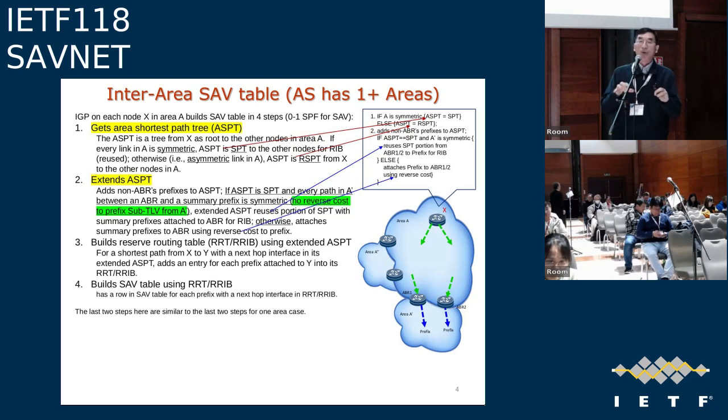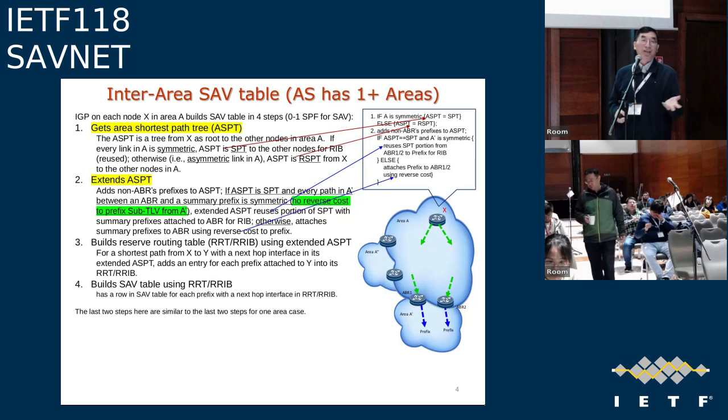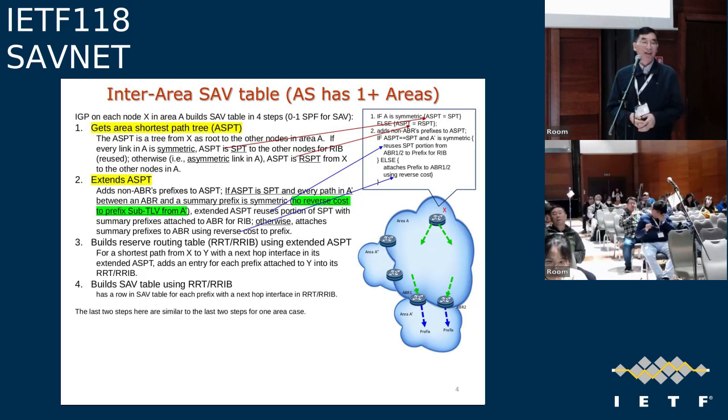Step two, we extend this tree. First, we add all the prefixes to the tree, except for the summary prefixes. Summary prefixes are from any of the other areas, for example, here we give area A prime. For those prefixes, if the path from that prefix to the ABR is symmetric, then we just reuse the part of the normal shortest path tree from the ABR to that summary prefix, and then we're done. And then steps three and four are similar to the last page, and then we have the general case for building the SAVI table for every node in any area.